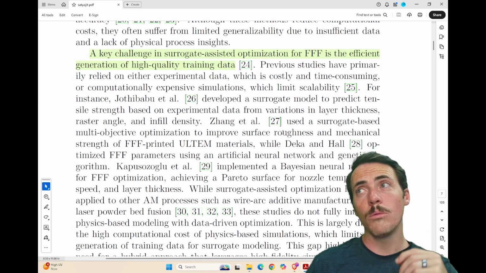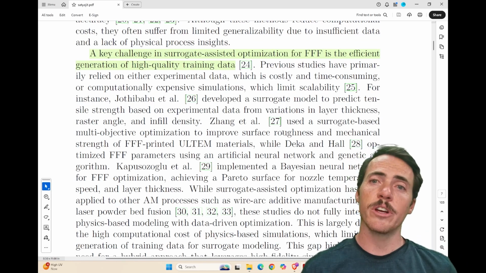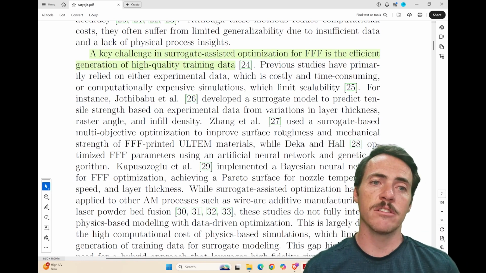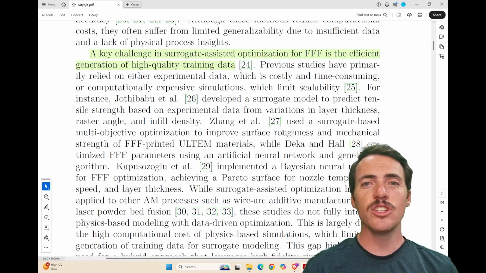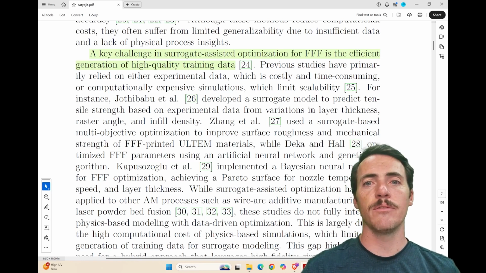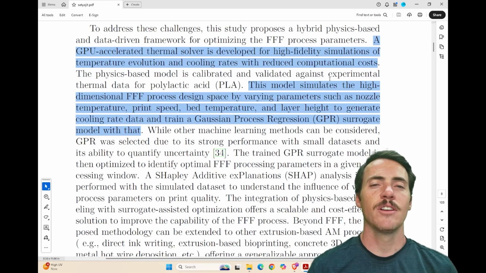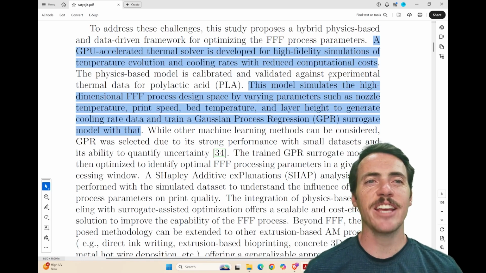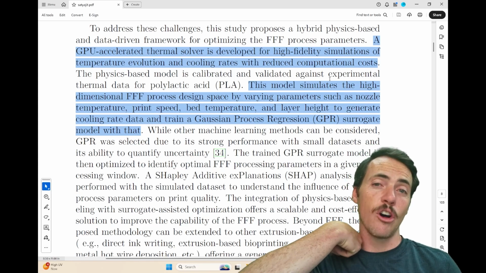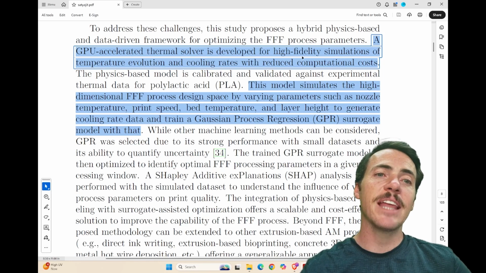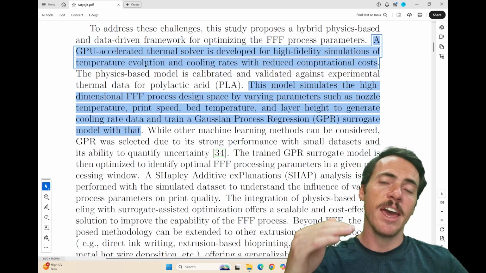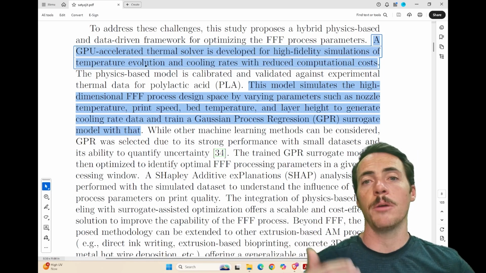And it's also a known thing that you can use surrogate models, right? You could use simulations to predict parameters. It's just that these are usually pretty computationally expensive, which can be costly and time consuming. So one of the cool things they've done here is they actually have a GPU accelerated thermal solver that does high fidelity simulations of the temperature evolution and cooling rates and does so at pretty low computational cost.